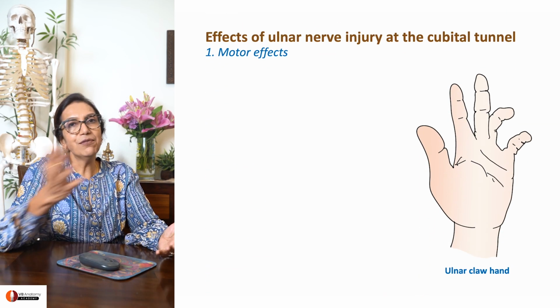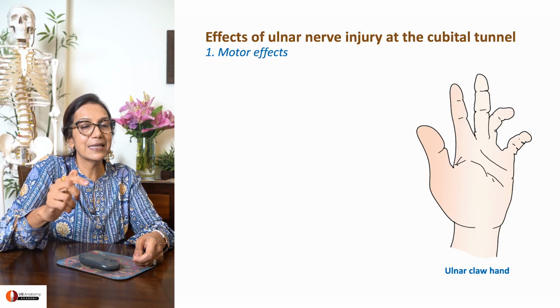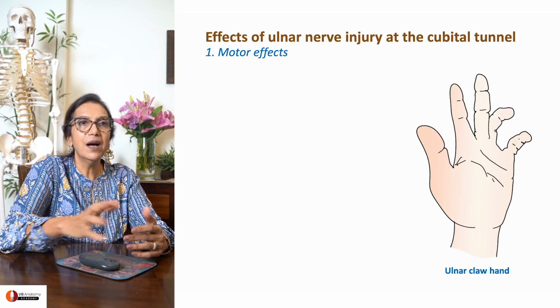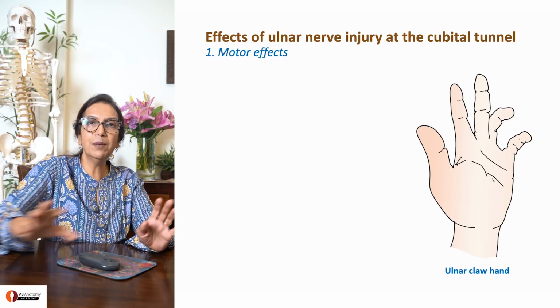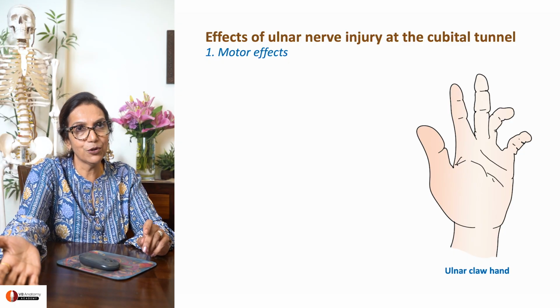Right. So what are the effects? If the ulnar nerve is damaged, what are the effects? Think common sense. I know it gives 1.5 branches in forearm. I know it supplies all muscles of the hand except so and so. So all the muscles that are paralyzed, you already know. What you have to know is what is the effect of it.